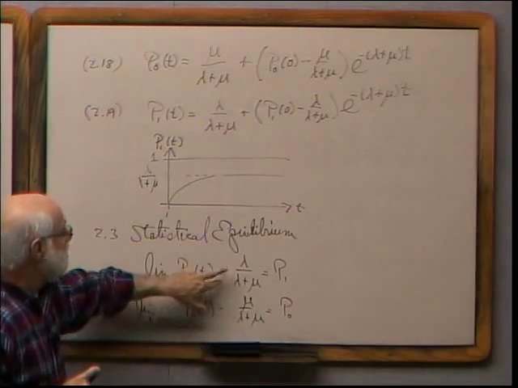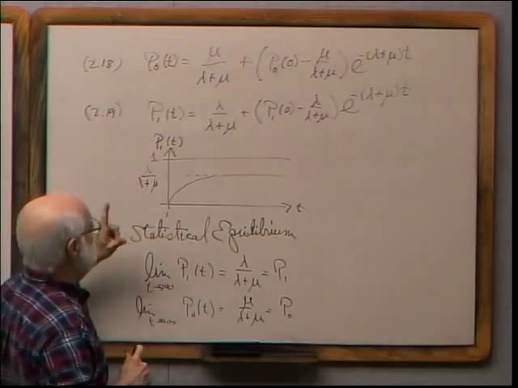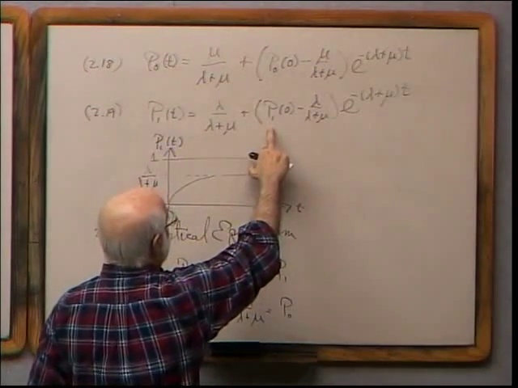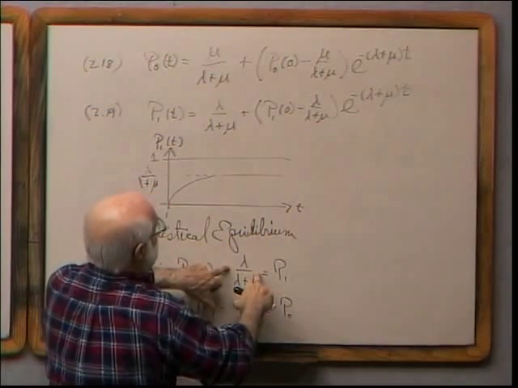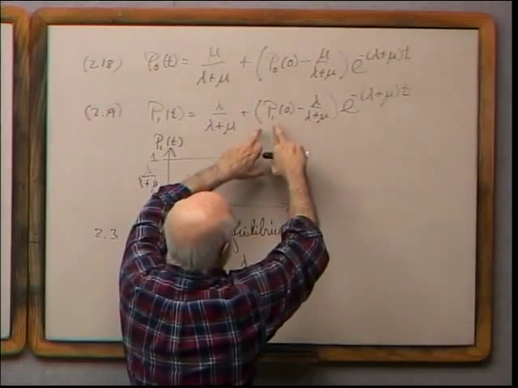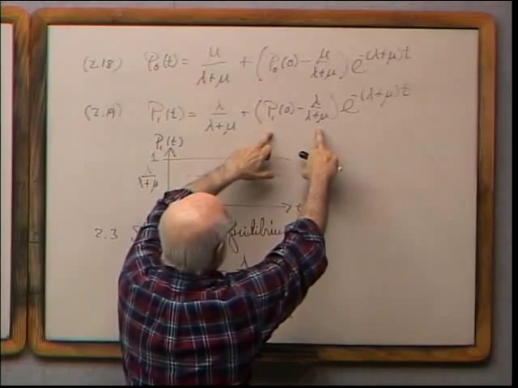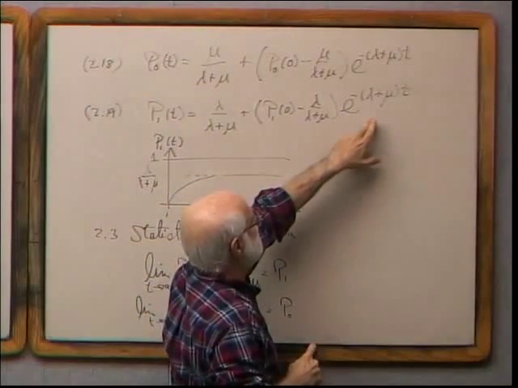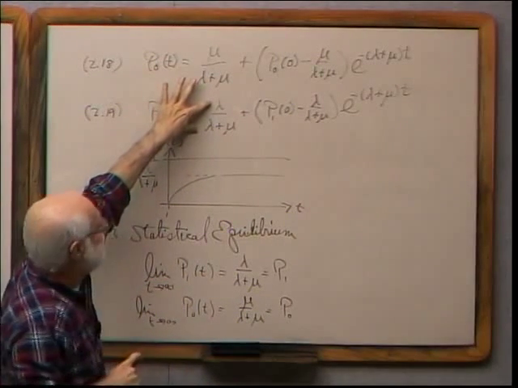Now, suppose at time 0 the probability of being in state 1 is given by its equilibrium value. Then you can see that that is the same as that. That is the equilibrium value. So this cancels out, and the dependency on time cancels out, and my probability is still given by the same answer, which is the limiting value.